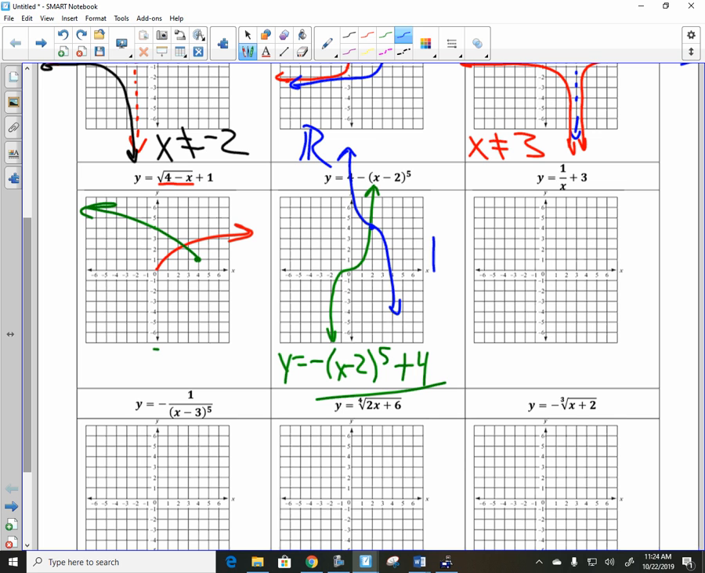Domain. All reals. Domain for this one was negative infinity to 4.